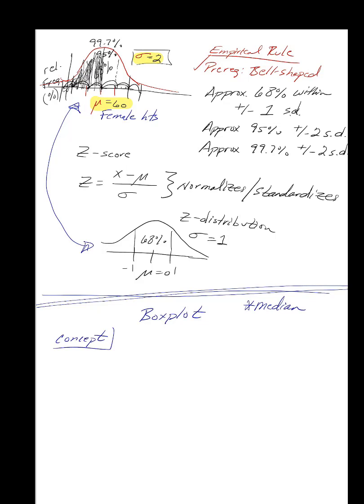So let's look at the box plot conceptually. Let's say arbitrarily we have 8 data points, or 8 values, and we have listed these values in order.